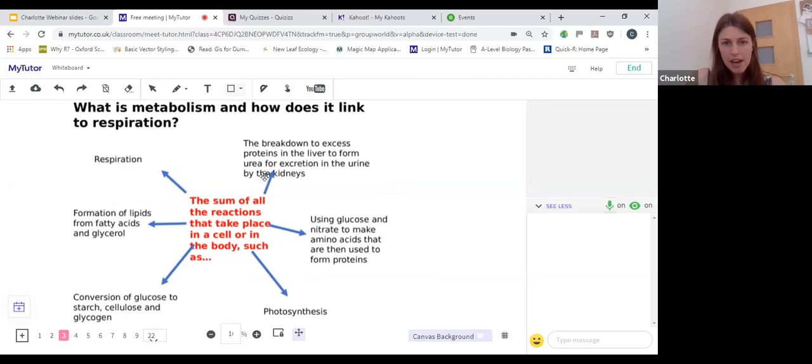So today, we wanted to talk about how that links to metabolism. And as we've just mentioned, metabolism is the breaking down and the building up of molecules. Officially, metabolism is described as the sum of all the reactions that take place in a cell or in the body. And then we've got lots of examples here of how that takes place. So our cells complete lots and lots of reactions every day in order to keep us functioning.